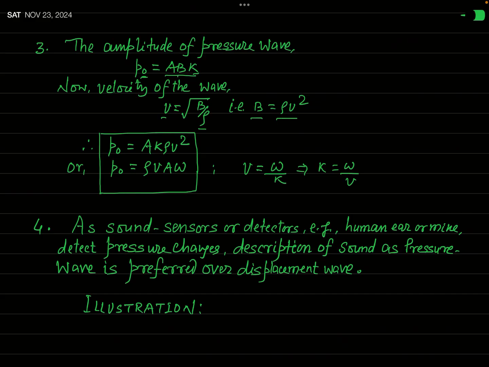So when you replace this B in this relation, P naught will be equal to A k rho V square. Again you know this wave velocity V is equal to omega over k, and that's why k is equal to omega by V. So if you replace k by omega by V, your result will be P naught equals rho V A omega. So these are the different relations between the pressure amplitude P naught and the displacement amplitude A.